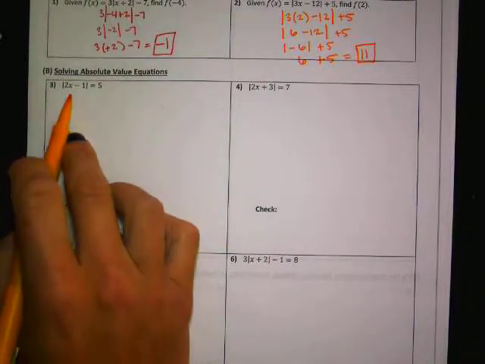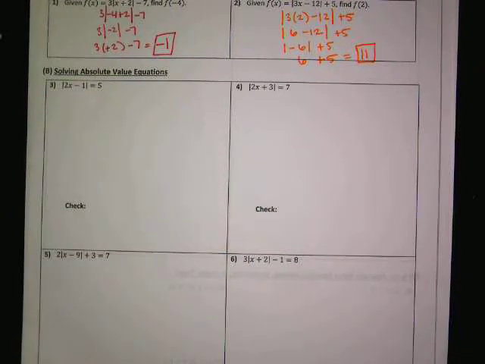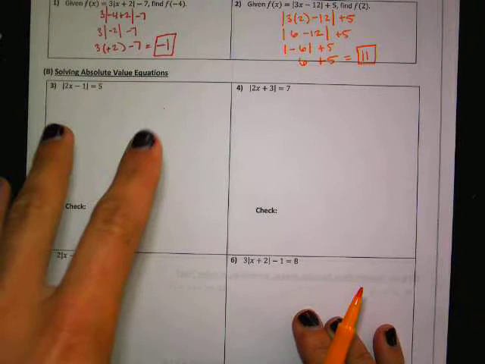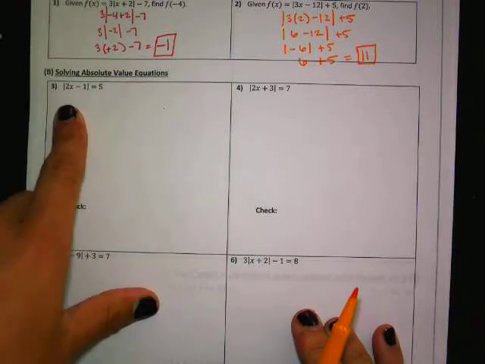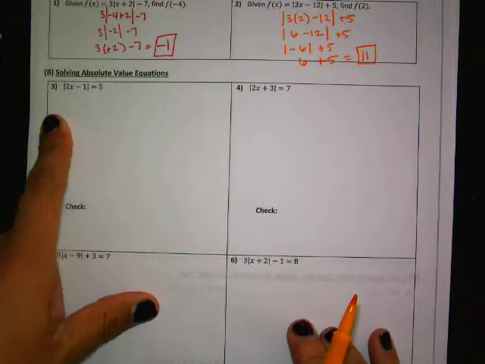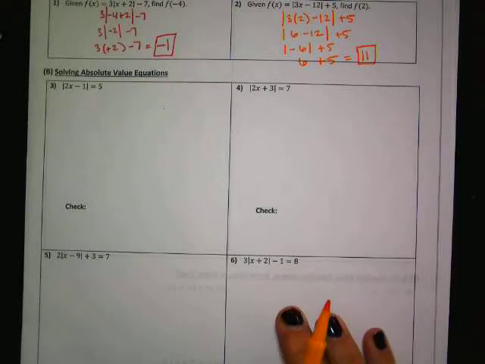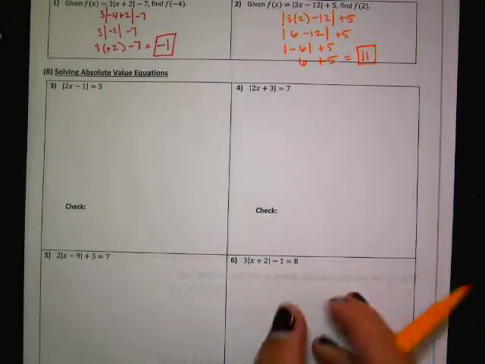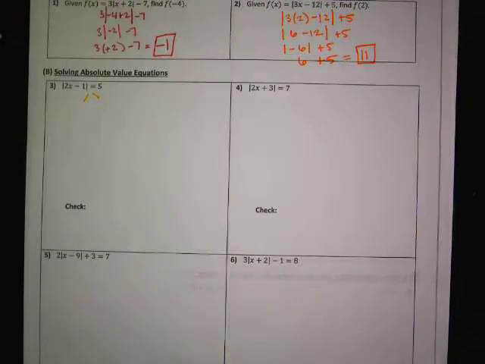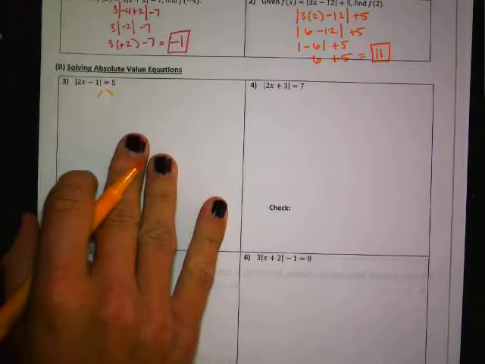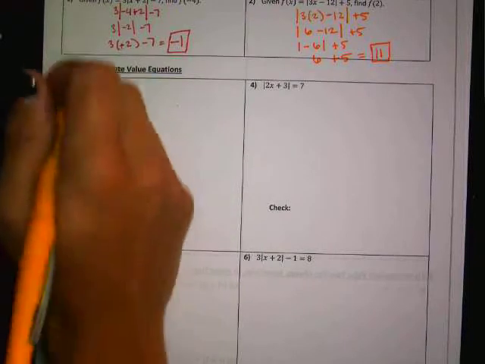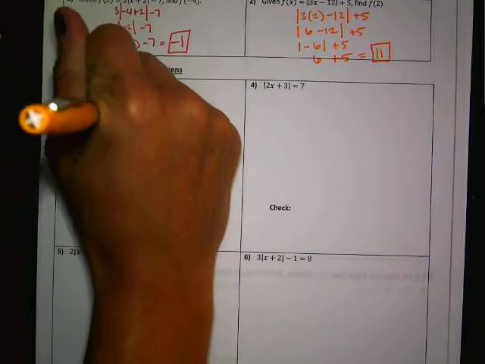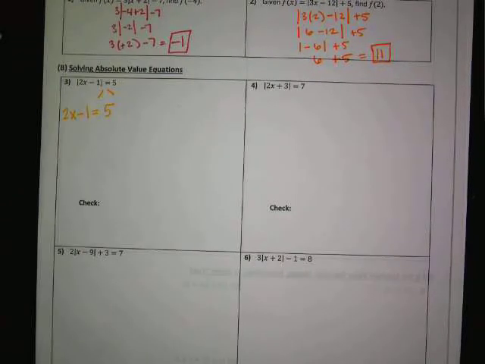All right, for the absolute value equations, you have to get the absolute value all by itself first. Now, on this example, it is already all by itself. There are no numbers on the outside of your absolute value bars. Once you get your absolute value all by itself, you split your equation up into 2 separate equations. The first equation you write exactly the same way: 2x minus 1 equals 5.